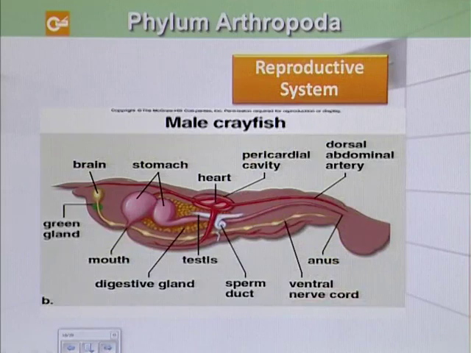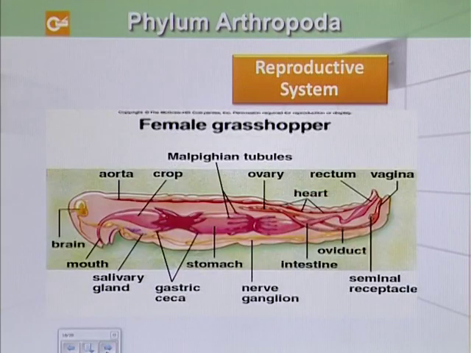And in the reproductive system, sexes are separate. The testes and ovaries produce sperms and eggs respectively. So you can see here the male crayfish containing testes and the female grasshopper which contains ovary.